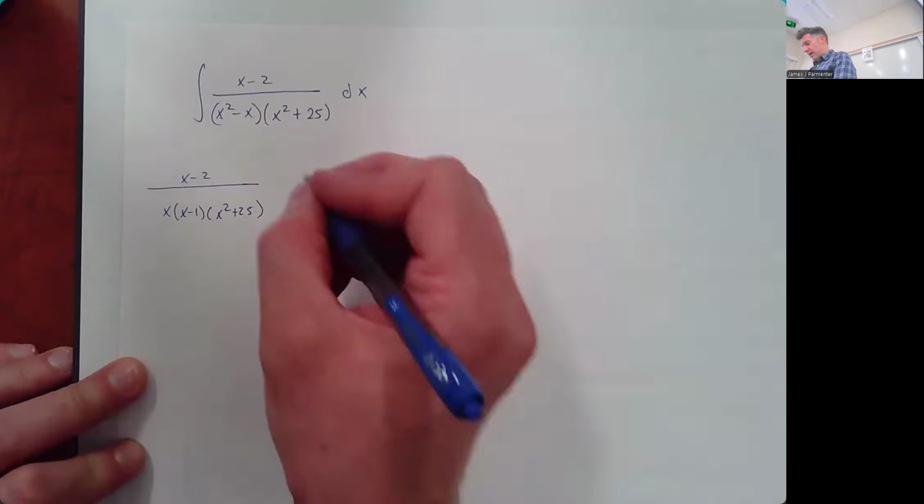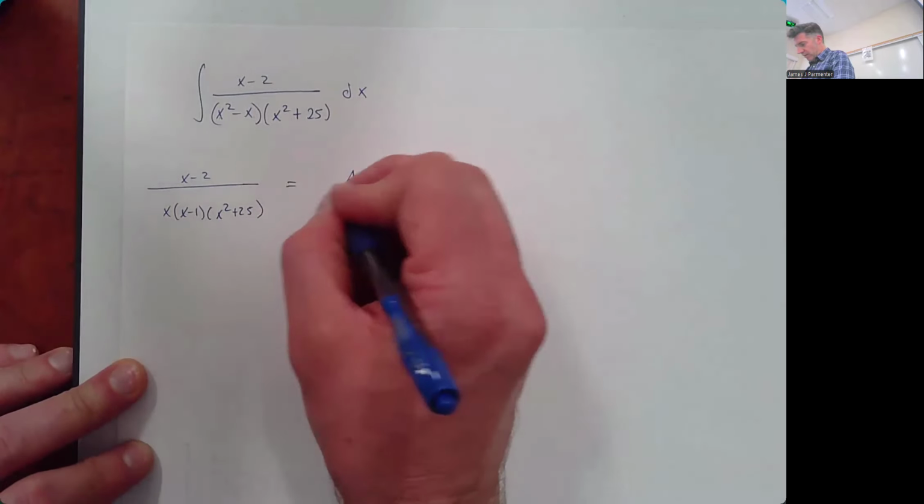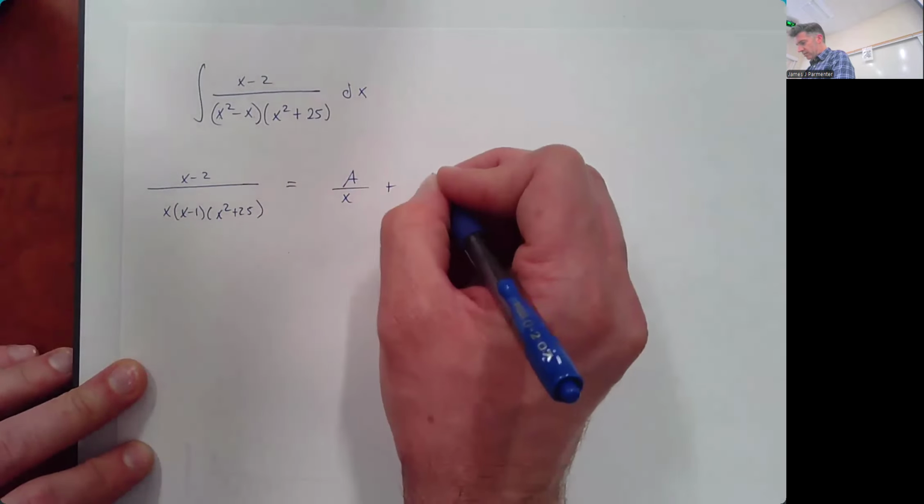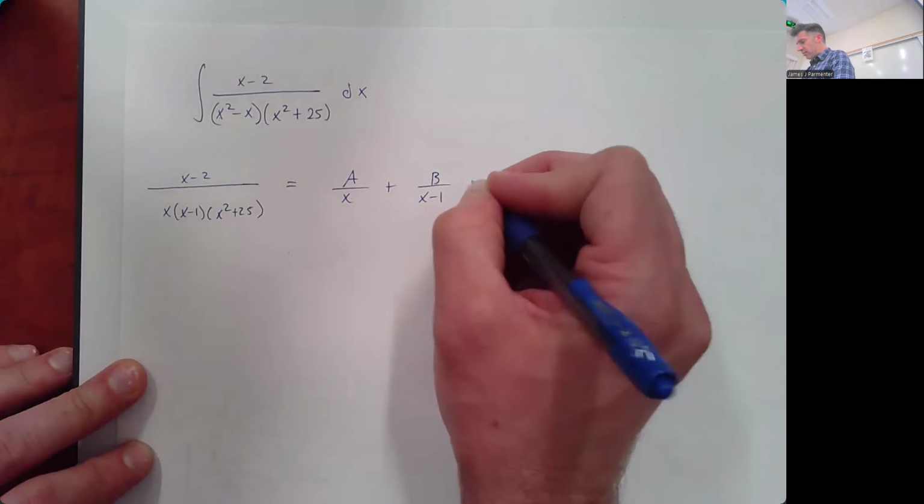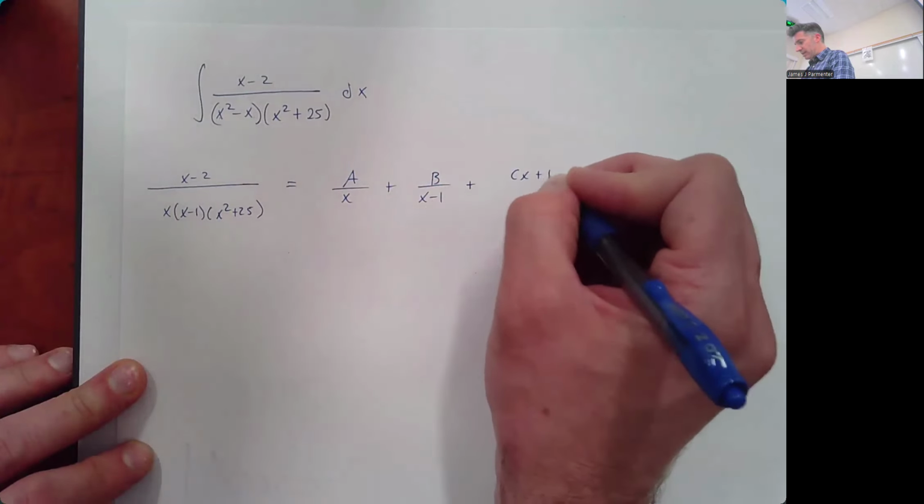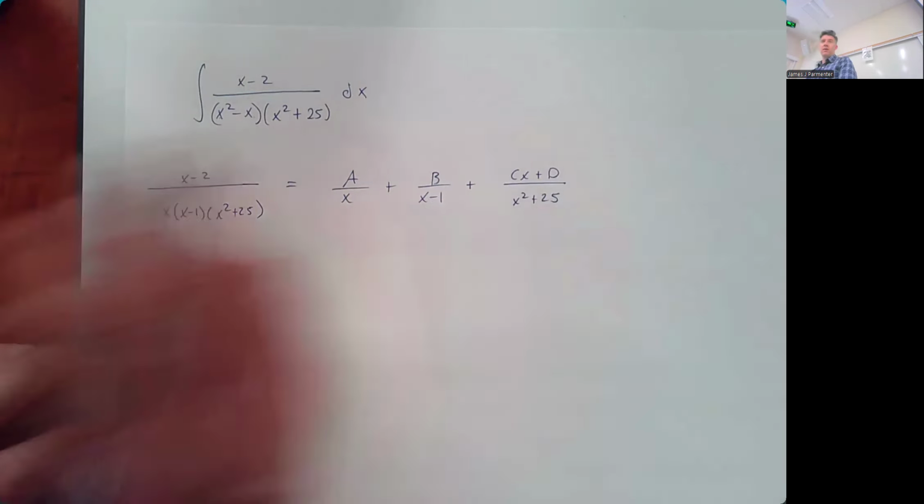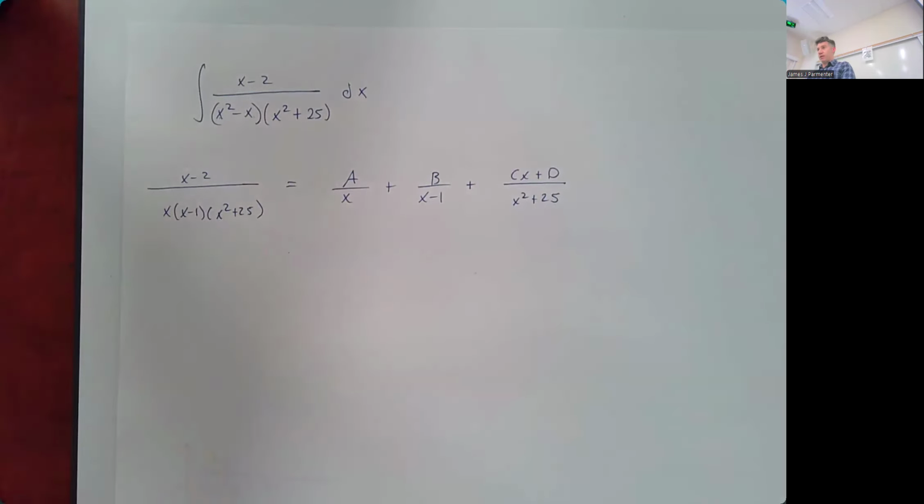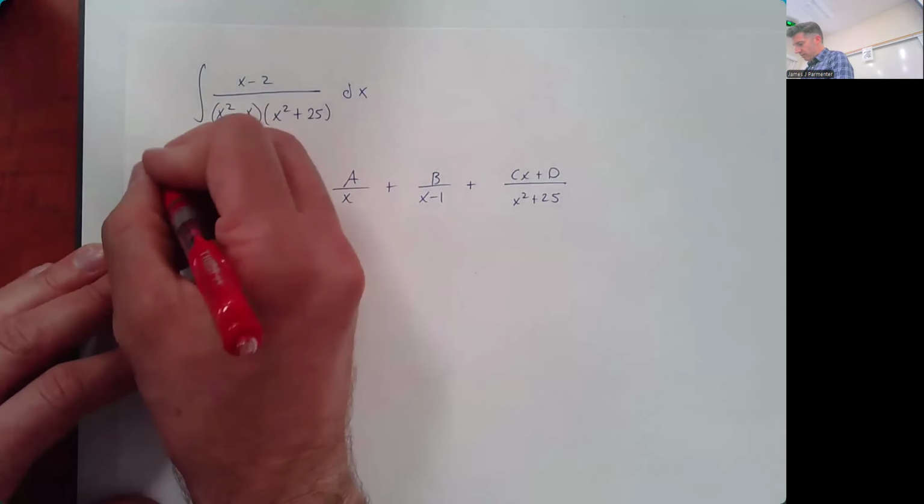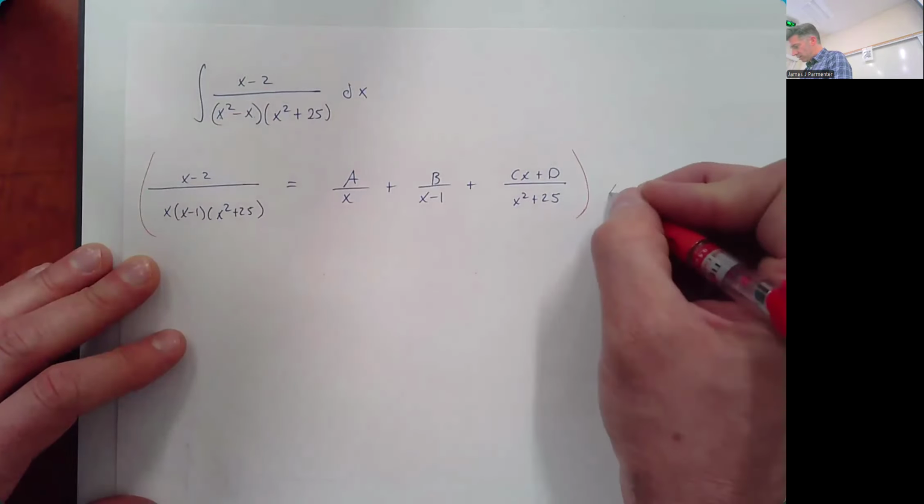And I'm going to write this as a over x plus b over x minus 1 plus cx plus d over x squared plus 25. Whenever you have an irreducible quadratic factor like that, you have to have a linear thing on top of it, a cx plus d, or whatever letter times x plus whatever the next letter is. Usual process. We multiply both sides by our common denominator.